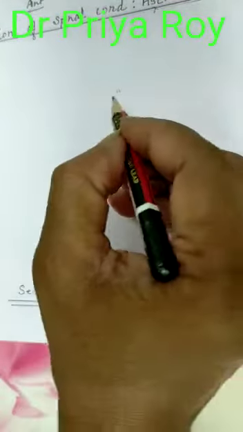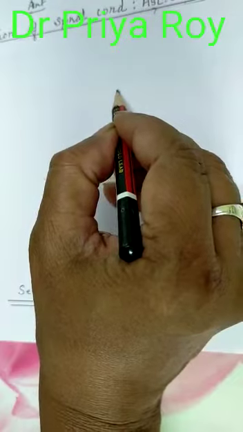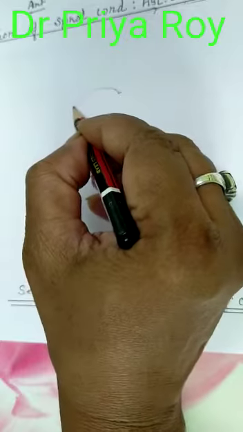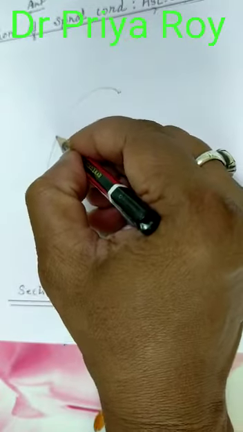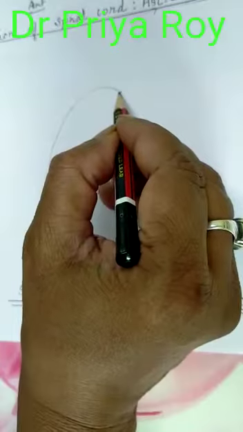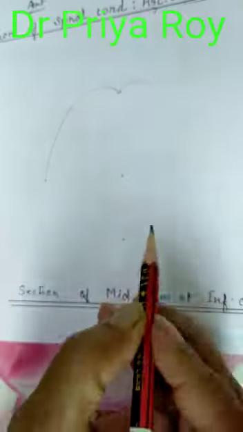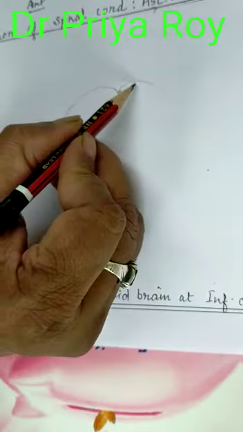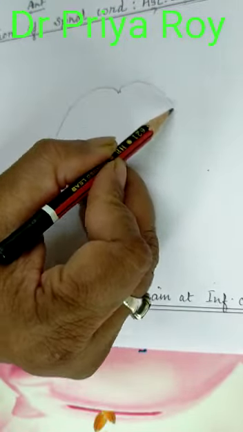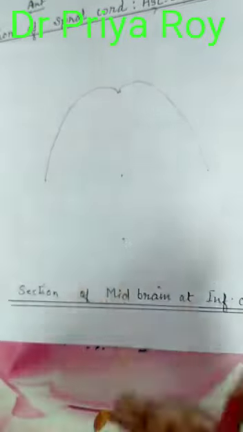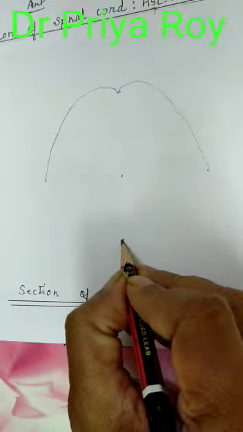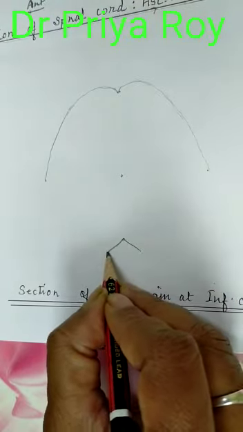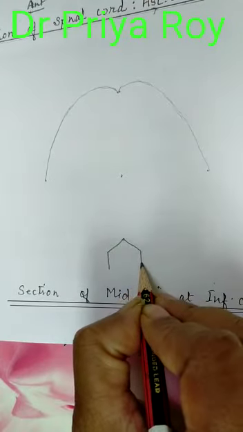So 2 dots here, you know that at inferior colliculus level there is inferior colliculi. So I will just join these 2 dots like this, making a bulge for inferior colliculus, by joining these 2 dots like this. Okay, like this here. And here I will put a drawing, like just making a house like this here. Okay, like this, right?